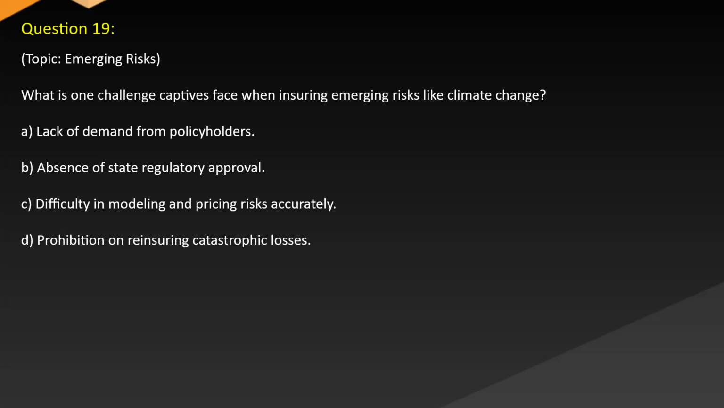Question 19, topic: Emerging risks. What is one challenge captives face when insuring emerging risks like climate change? A. Lack of demand from policyholders. B. Absence of state regulatory approval. C. Difficulty in modeling and pricing risks accurately. D. Prohibition on reinsuring catastrophic losses.